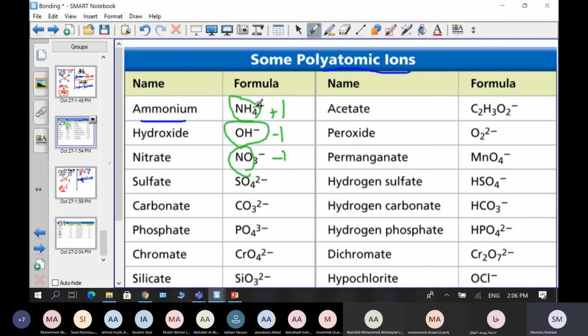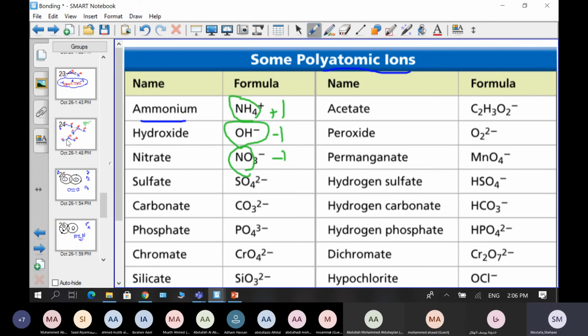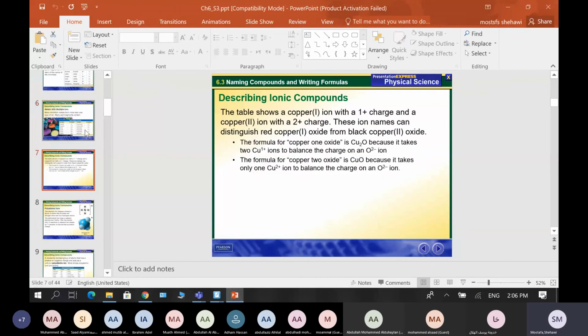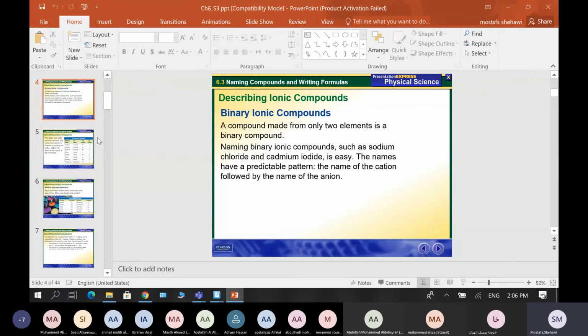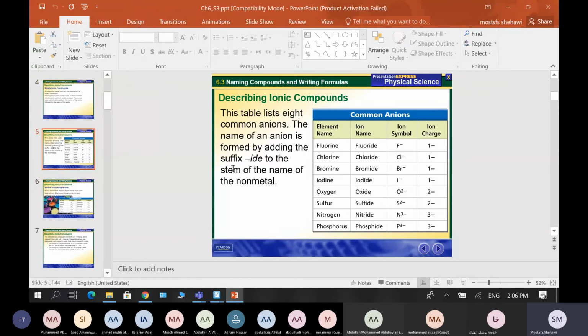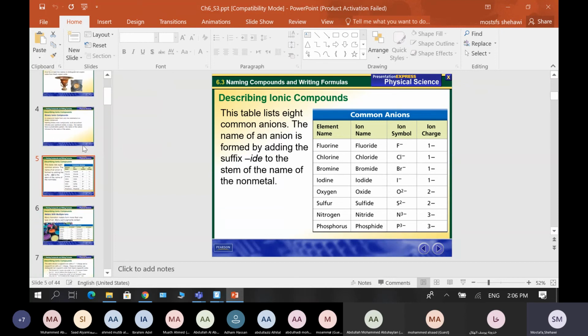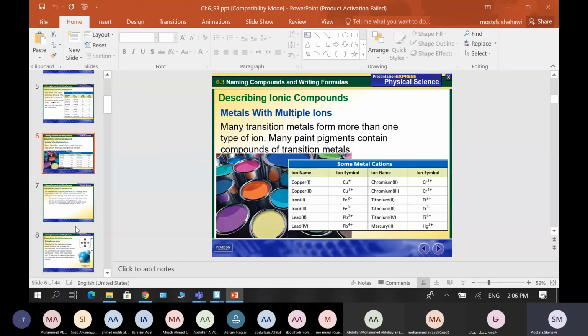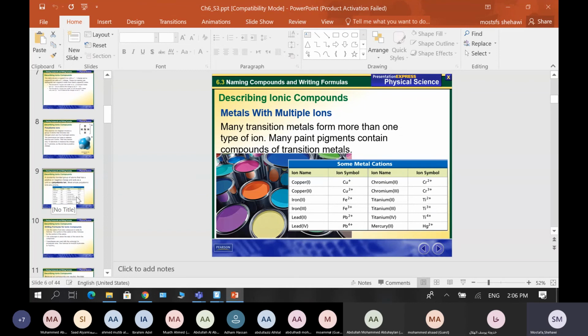This is the second table, polyatomic ions. You have to save it. And the third table, I didn't think to bring it. I have to bring it to you, or I will show it to you here. I think that it's here. This one I show it to you. Yes, this one I show it to you. So we have this one, and this one too. Okay, and this one.